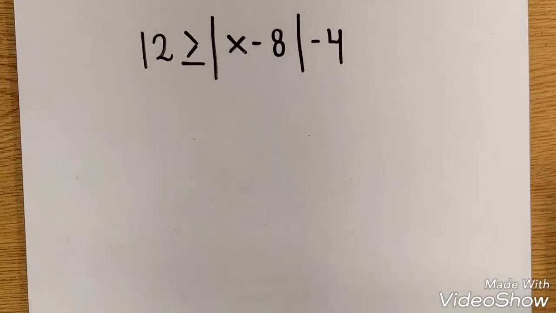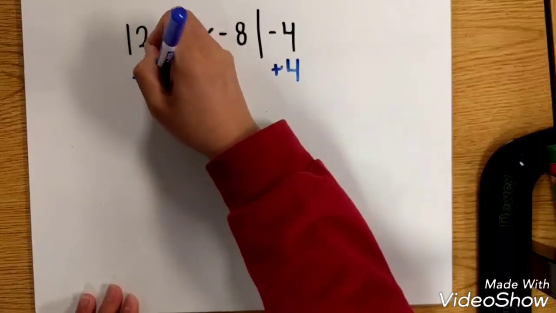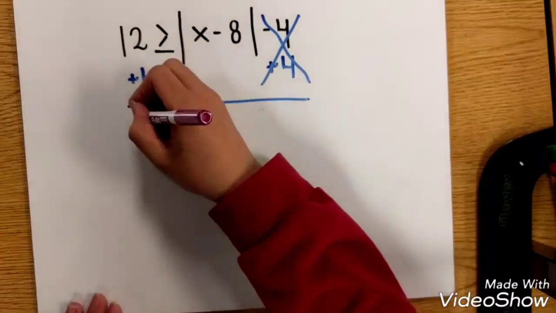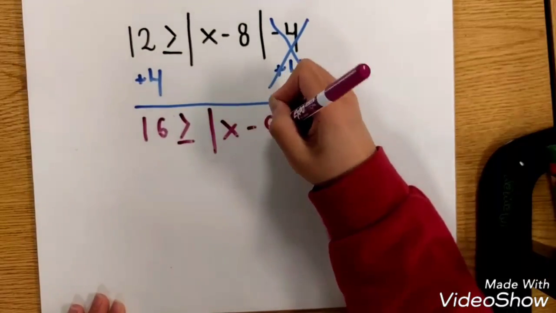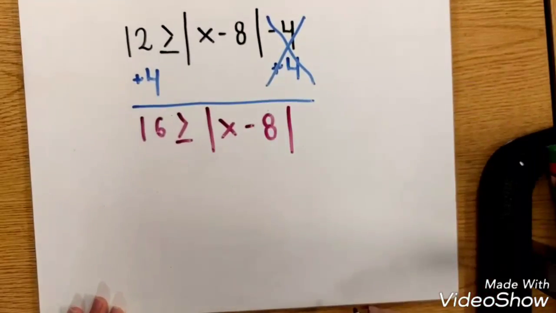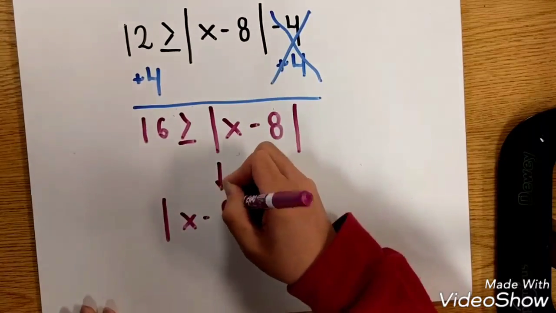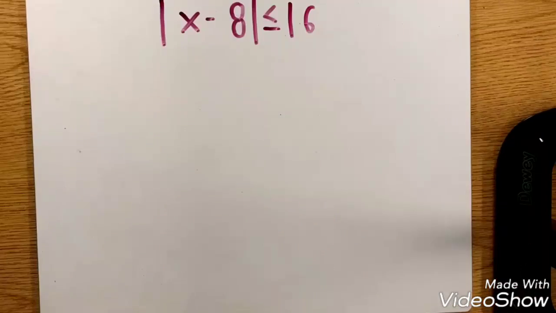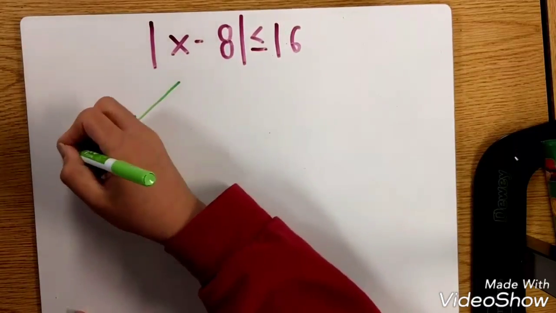For our third problem, we have 12 is greater than or equal to the absolute value of x minus 8 minus 4. First, you add 4 to both sides to isolate the absolute value. The 4's cancel out, and our new problem is 16 is greater than or equal to the absolute value of x minus 8. When you have an inequality like this, it's nice to rewrite the inequality so x is on the left side. Our new equation is the absolute value of x minus 8 is less than or equal to 16.